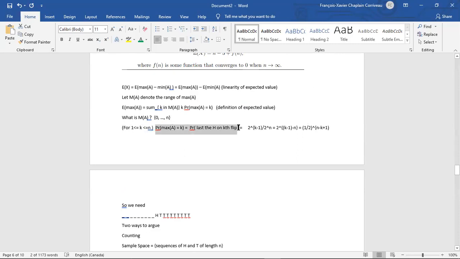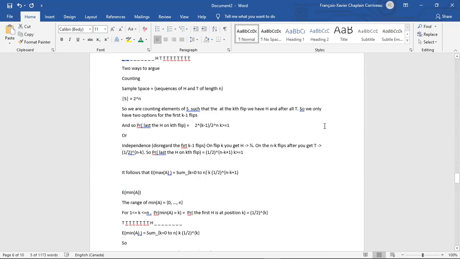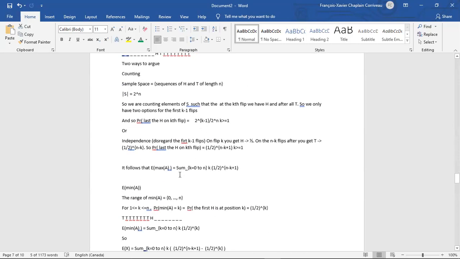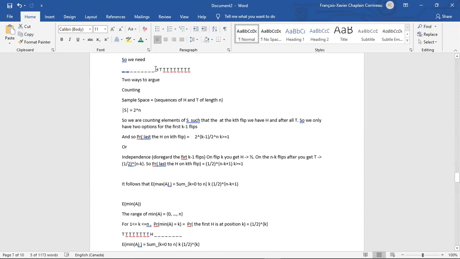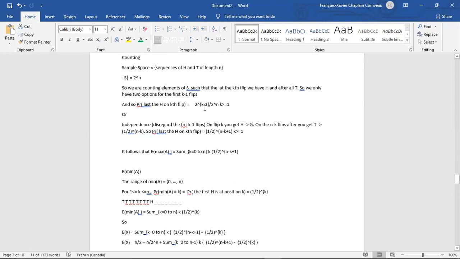These are the 2 key lines. The probability that the max is equal to k means that the last head is on the kth flip. So I have a sequence of heads and tails. My last head needs to be on the kth flip, otherwise I would have something bigger. For the minimum, my first head needs to be on the kth flip. Otherwise I would have something smaller. So you're looking at something like this or something like this.